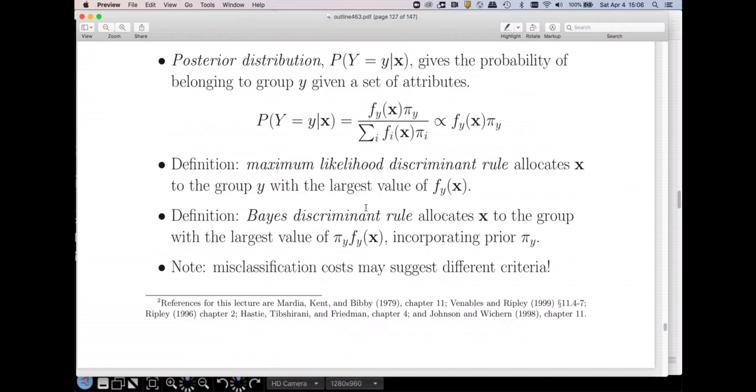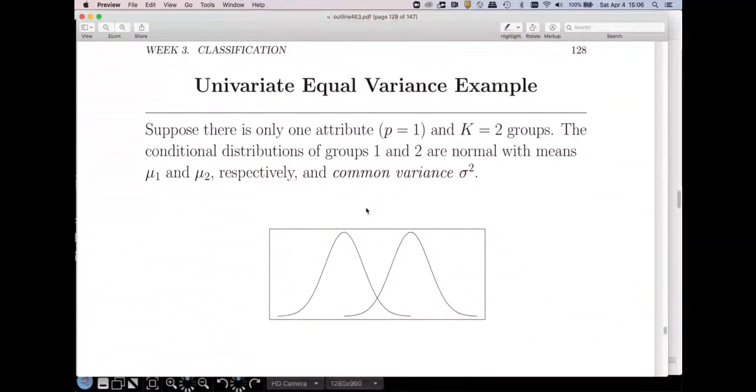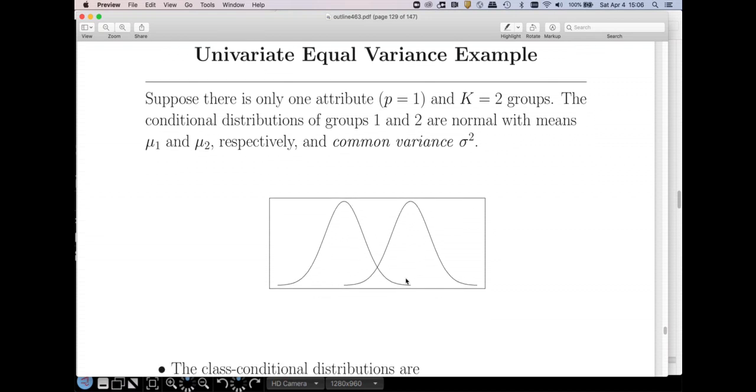All right, well, let's now go ahead and solve this problem that I've laid out for us. So I gave us a concrete example where we had x as a single x, so p equal to 1, the credit score, and we have defaulters and non-defaulters. I'm going to make a further assumption that I have a common variance between these two groups. Therefore, I have two normal distributions that have the same dispersion. The only difference is they have a different mean.